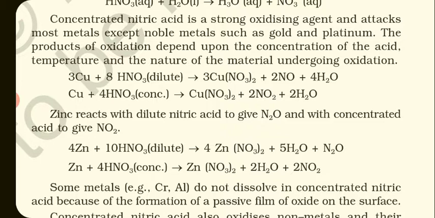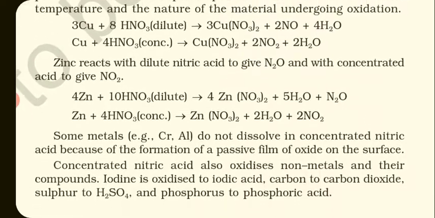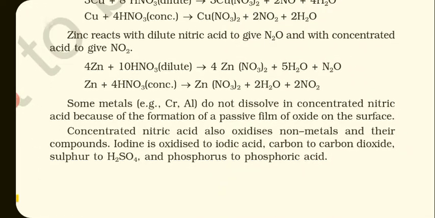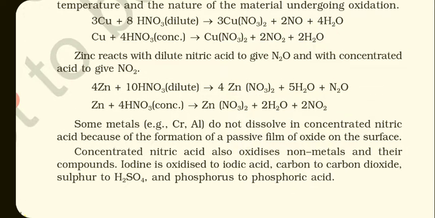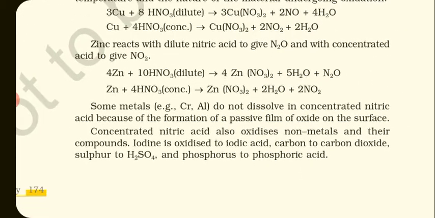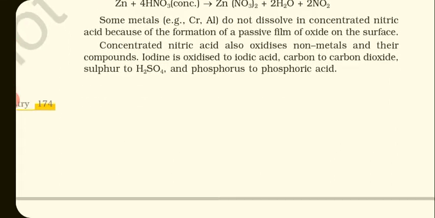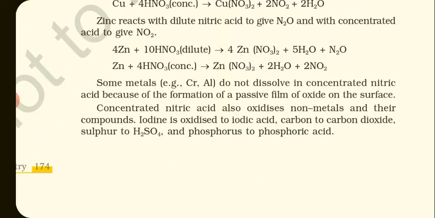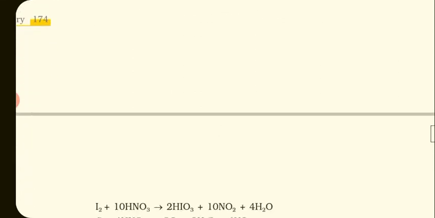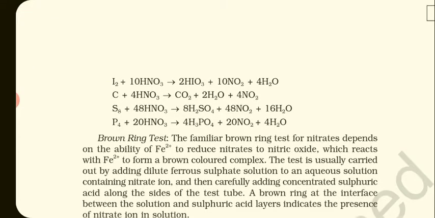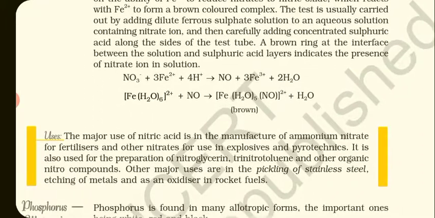Why are gold and platinum called noble metals? Because they do not react with atmospheric oxygen. So this is the manufacturing process and the chemical properties of nitric acid. It reacts with metals. The equation is given for zinc. And non-metals also.